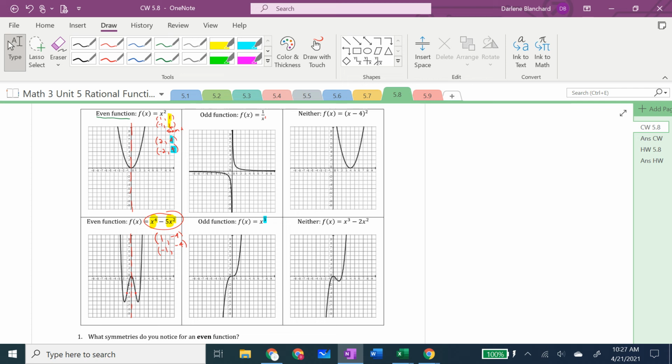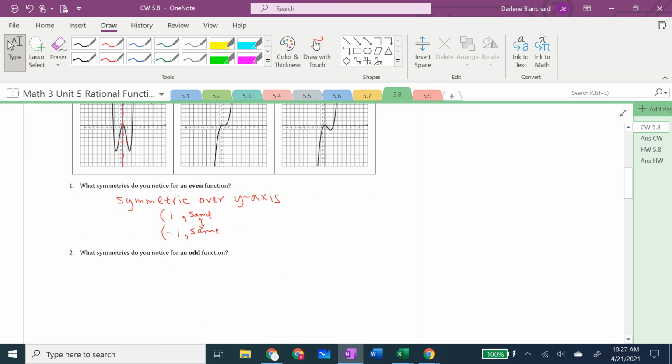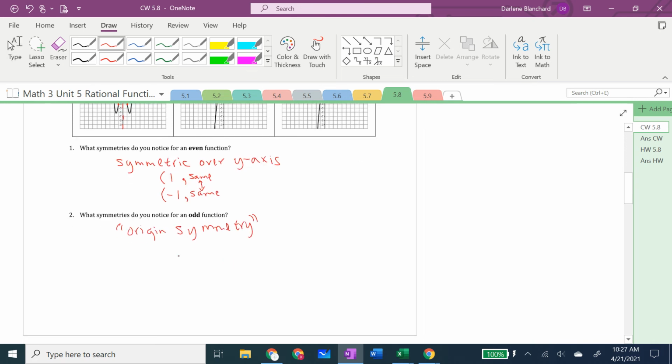Yes. Oh my goodness. And what's really funny? They call this origin symmetry. You don't have to worry too much about that phrase, but I'm going to write it down. It is called origin symmetry. But the idea is if you have opposite signed x coordinates, their y coordinates are going to come out opposite signed.